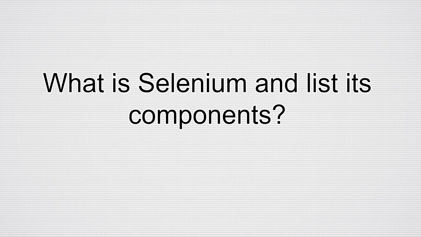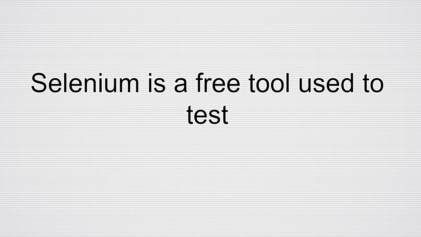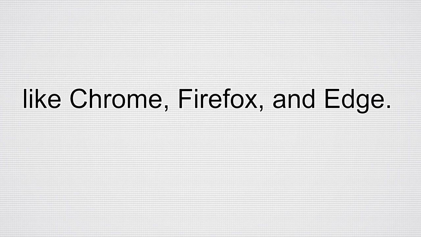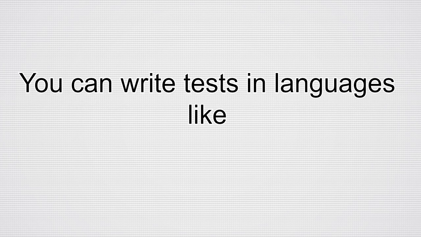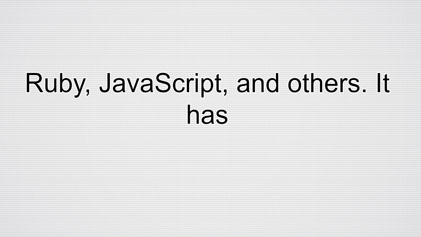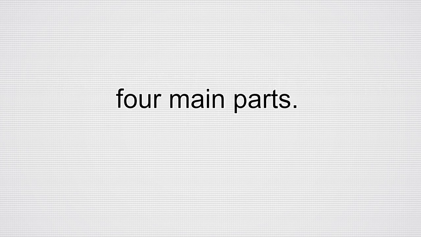What is Selenium? And list its components. Selenium is a free tool used to test websites. It works across many browsers like Chrome, Firefox, and Edge. You can write tests in languages like Java, Python, C#, Ruby, JavaScript, and others. It has 4 main parts.